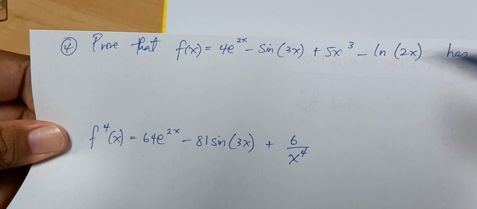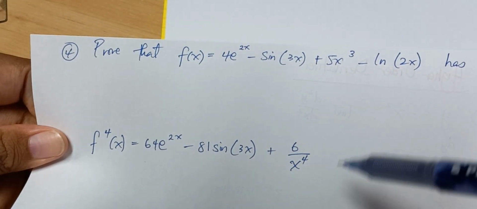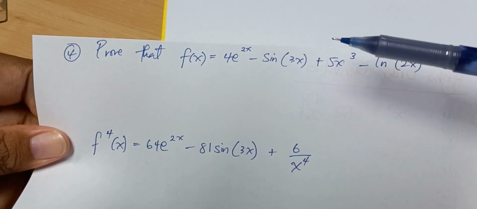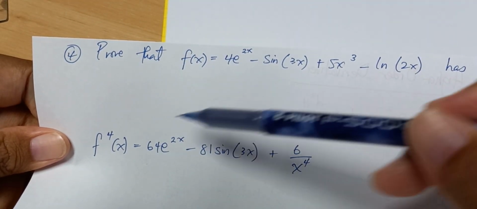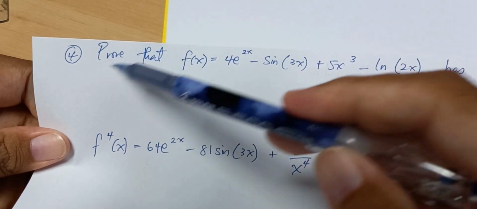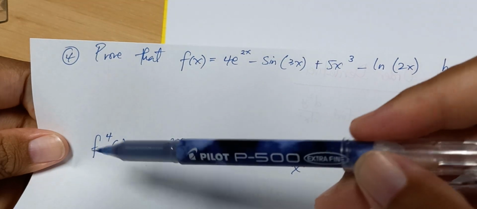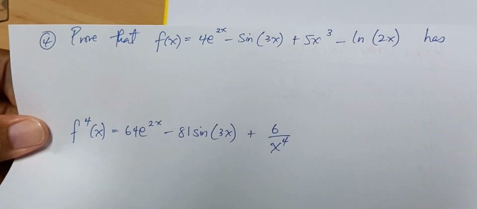Okay, so I have a homework for you. It's a proof. Prove that this function has this fourth derivative. So basically you are given the answer, and then you have to derive this 4 times and see if you get the same answer. So that is a proof kind of question. You have to derive this function 4 times. Okay, and that's our tutorial, week 11 of higher order derivatives.